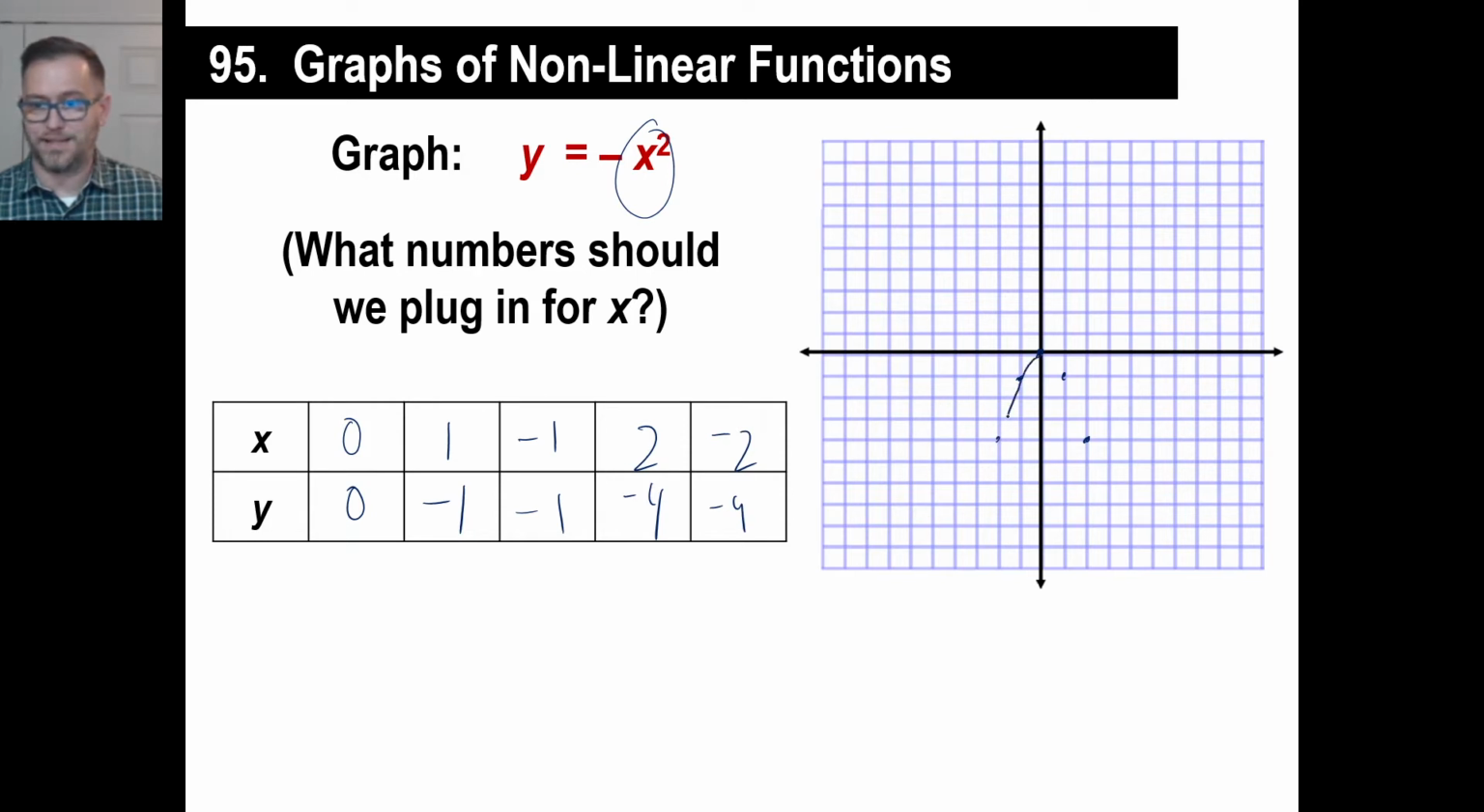So a negative means that the entire thing is pointing upside down. In other words, this is exactly the same thing as y equals x squared, except it's positives up, negatives down. It just flips across the x-axis. Okay, and that's the x squared function.